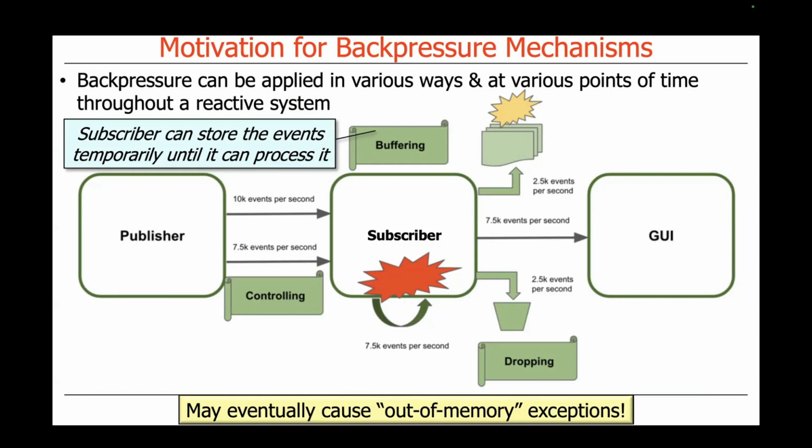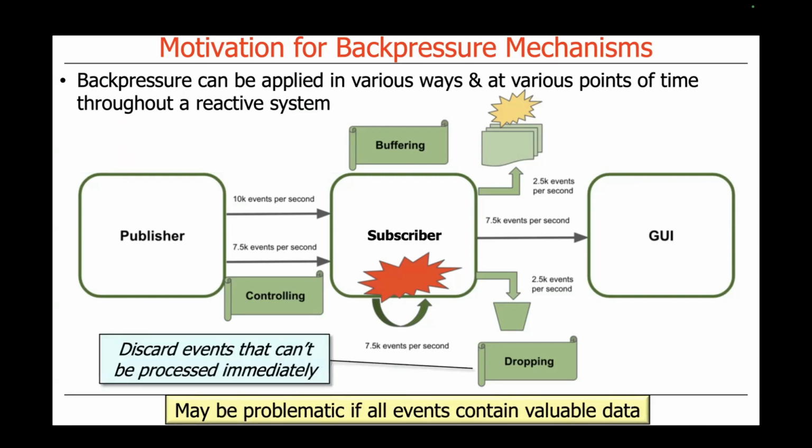Another way to do things is for the subscriber to store the events temporarily until it can process them. And this works nicely when you have bursts of input, where you don't have too many events per second all the time, but every once in a while you might have 10,000 events per second, but just for a short time. In that case, the subscriber can buffer them and then play them out as time goes on. The downside, of course, is if you're not careful and this goes on too long, you'll eventually run out of memory in the subscriber because it can't buffer things indefinitely.